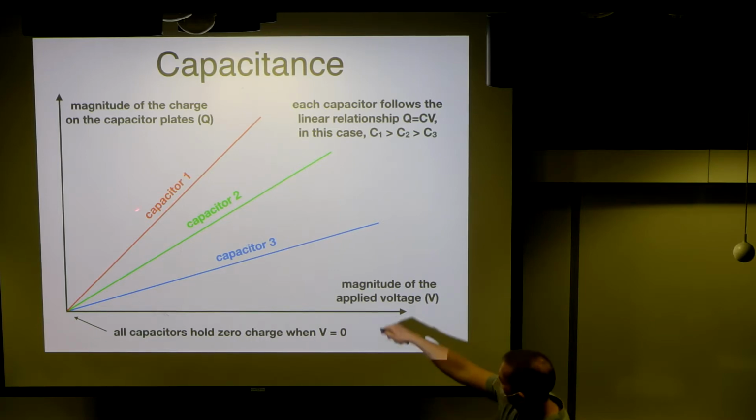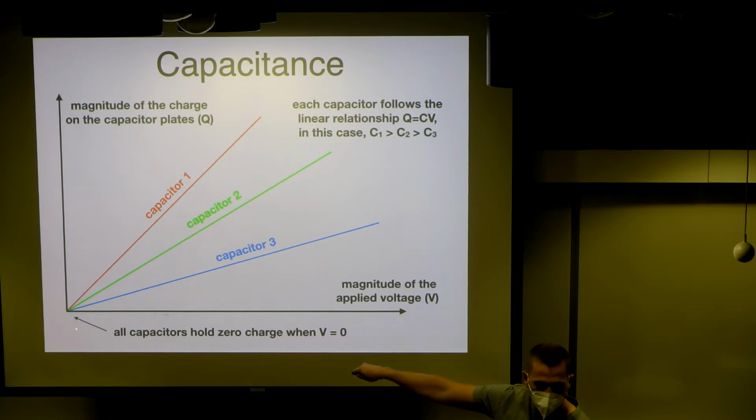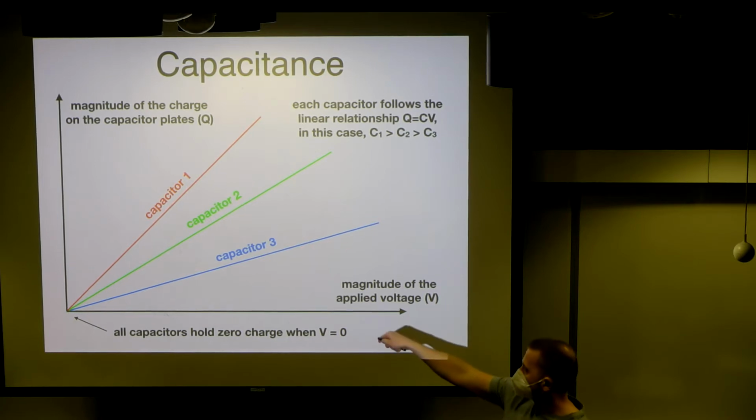However, you're going to get a line with a different slope depending on which capacitor you use. So let's say this is capacitor 1. It has a very large slope. So that means it's accumulating a lot of charge for a given amount of voltage compared to these other ones. If I look at capacitor 3, it has a very small slope on this graph, and that means it's accumulating a lot less charge for the same amount of voltage compared to this one.